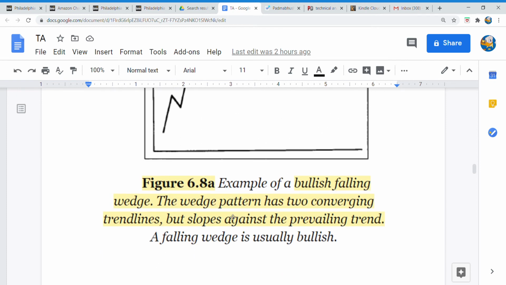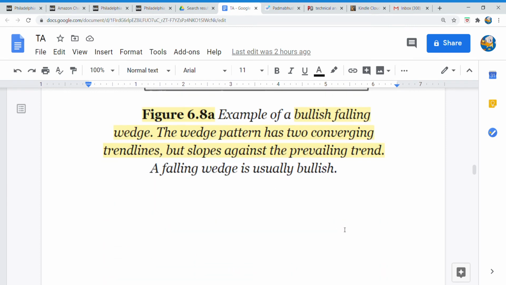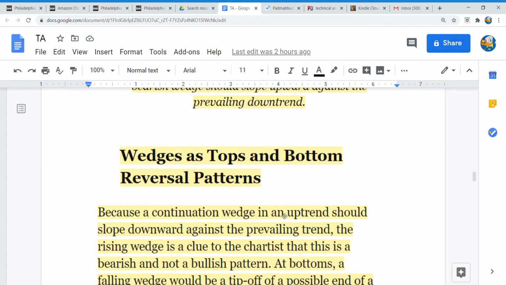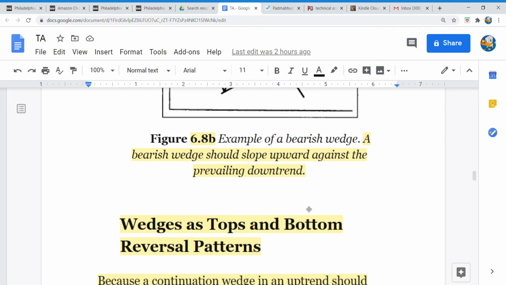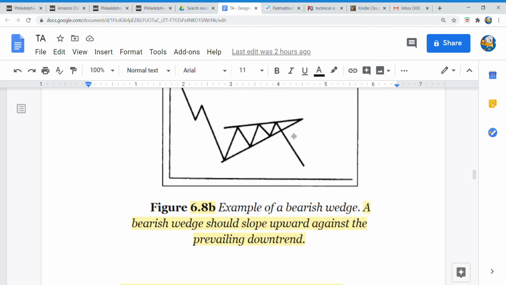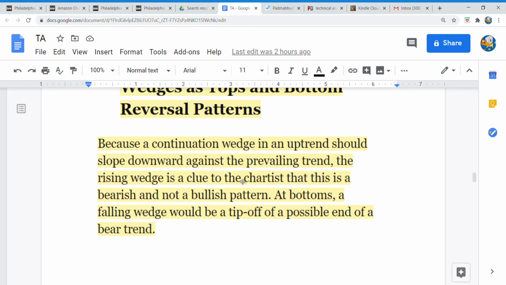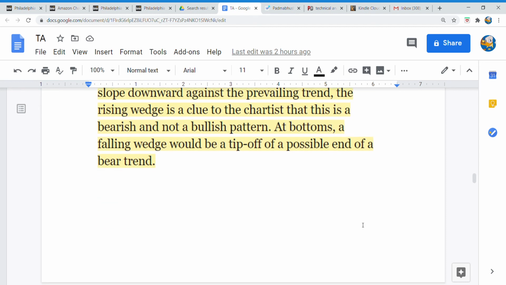Bullish falling wedge. The wedge pattern has two converging trend lines but slopes against the prevailing trend. A bearish wedge would slope upward against the prevailing downtrend. So this slopes upward against the prevailing downtrend. Because a continuation wedge in an uptrend should slope downwards against the prevailing trend, the rising wedge is a clue to the chartist that this is a bearish and not a bullish pattern. At bottoms, a falling wedge would be a tip of a possible end of a bear trend.